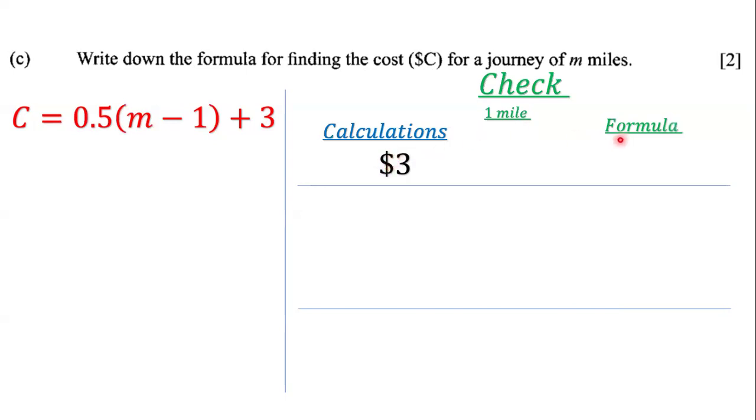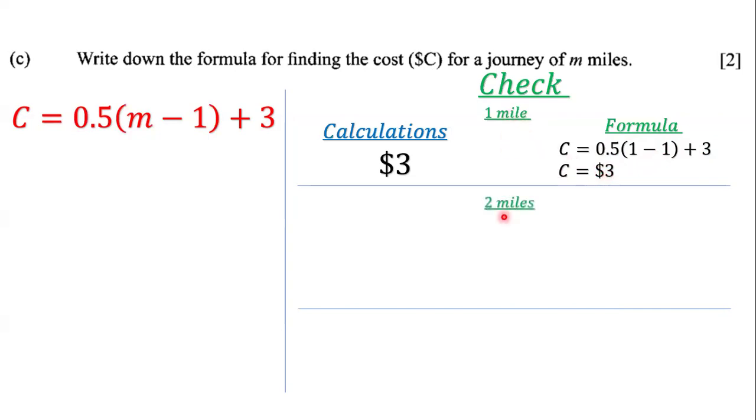Now, if we use the formula, we know that m stands for the number of miles. And so in this case, m would be equal to 1 because the number of miles is just 1. And so we say 0.5, open bracket, in place of m, we put a 1. So this is 1 minus 1, plus 3. Now, what is 1 minus 1? 1 minus 1 is 0. And so we have 0 times 0.5. So that means that this whole thing is 0. So we have 0 plus 3. And 0 plus 3 is $3. And so using the formula, we are able to determine that the cost for 1 mile is $3. And so the formula works for 1 mile.